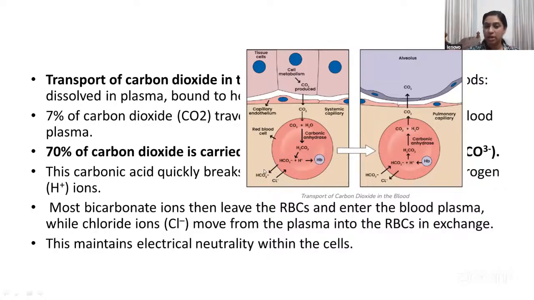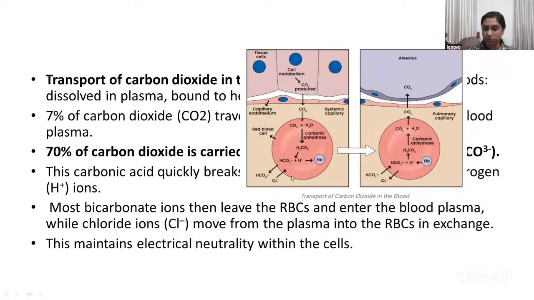The bicarbonate combines with the sodium ions outside in the plasma and forms sodium bicarbonate, and it is transported to the lung alveoli for its elimination. This is what we call the chloride shift, because to substitute for the bicarbonate ion, the chloride enters by means of band 3. In the band 3 of the RBC membrane, there is a band 3 protein, and it acts as an antiporter.